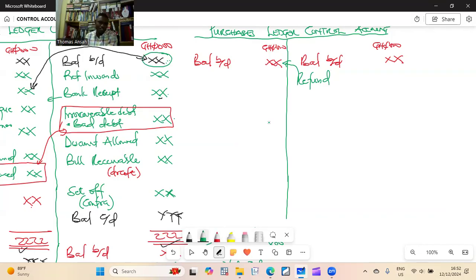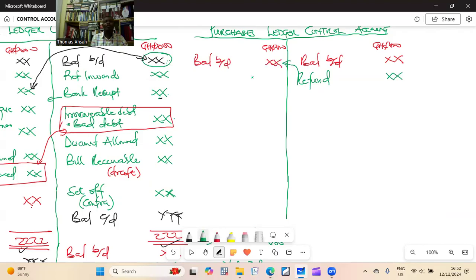So it can be a trick in the question. So the question can trick you and say that the supplier refunded the opening debit balance that you see here. It's possible. So that is that, but without giving you the figure, but you should know that that is the figure. All right, so the refund. So what is the refund doing? It is just canceling out. All right, so basically that is that.